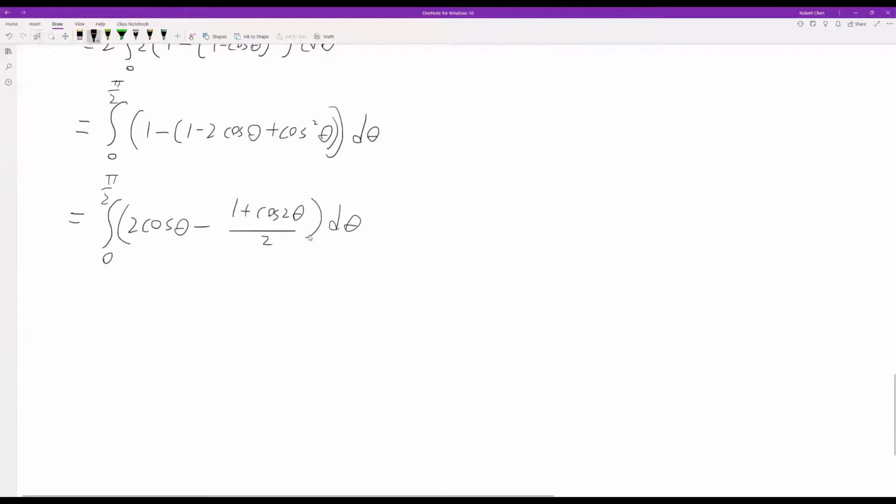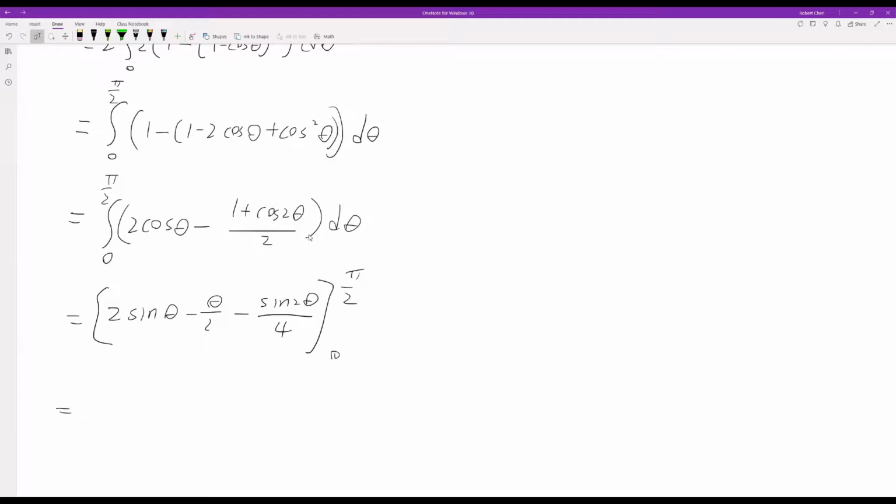Okay, now we can integrate everything. All right, 2 cosine theta, that's just 2 sine theta, minus 1/2, right? So minus theta over 2, and then minus cosine 2 theta over 2, that's going to be minus sine 2 theta, and divide by another 2, so 4. Okay, and evaluate everything from 0 to pi over 2.